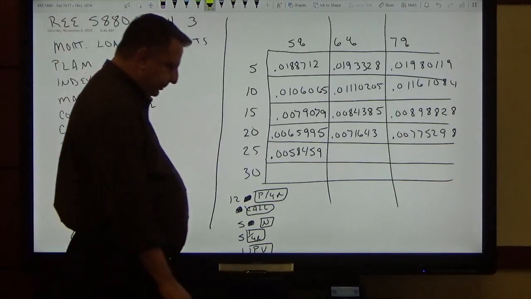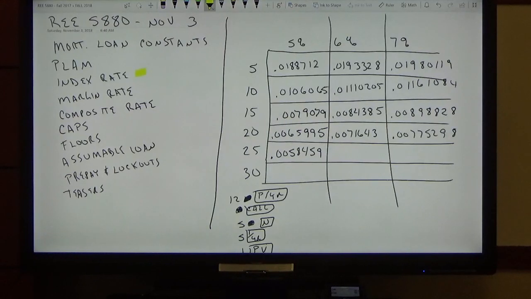All right. Caps and floors. One of the things a lender may put in, most commonly in an adjustable rate mortgage, is to say, we're not going to be completely horrible. We're going to put a maximum cap on what your interest rate could be. Hypothetically, your mortgage starts at 5%. They may say the most it can go up per year is 1%, but it has a lifetime cap of 10%. Does that make sense?